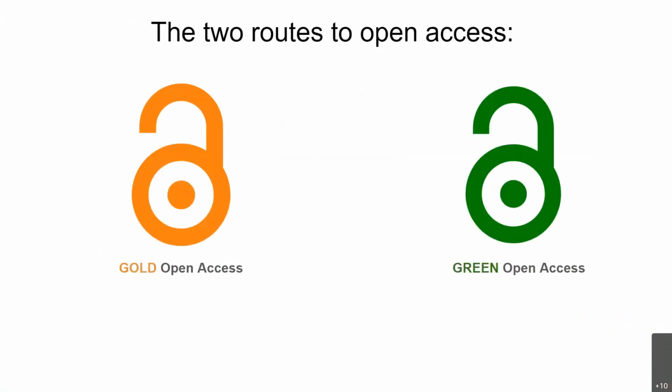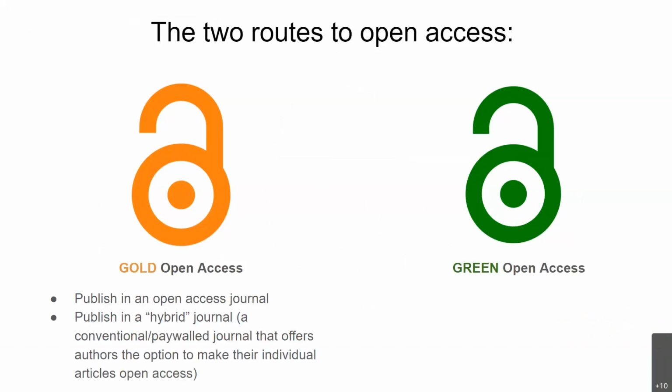There really are two routes to open access, okay? So you'll hear these terms, it's a bit of jargon, but because you're going to hear them, I want you to know what they mean. So the gold really means what most people think open access is. You're publishing in an open access journal, right? The journal itself is open access. So that's one route to open access.